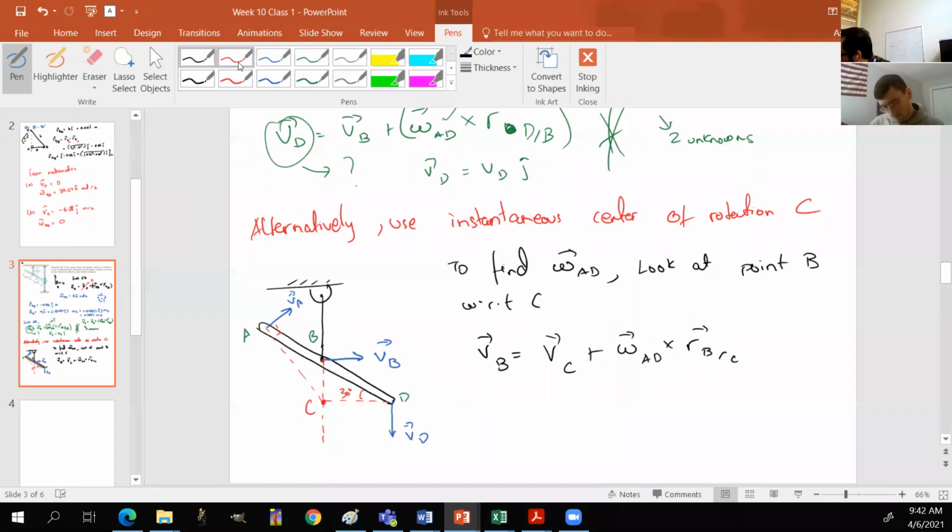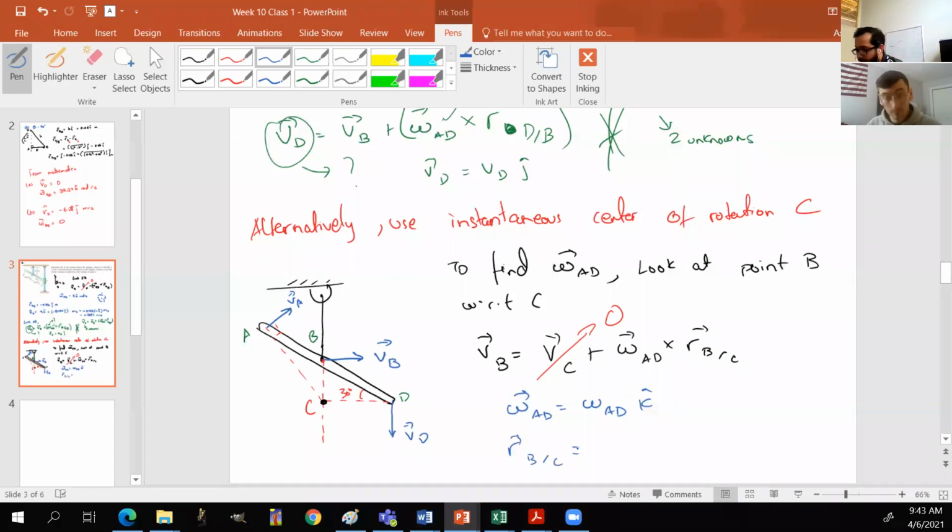All right, but we know as a fact that the instantaneous center of rotation is going to be what? What's the velocity going to be at the instantaneous center of rotation? 0. That's why it's the instantaneous center of rotation, right? So here I have my unknown, omega AD is equal to omega AD k hat, and that's what I'm trying to find. So here I get one expression for one unknown, and I solve for omega AD. I just need to find out what R of B relative to C is, right?